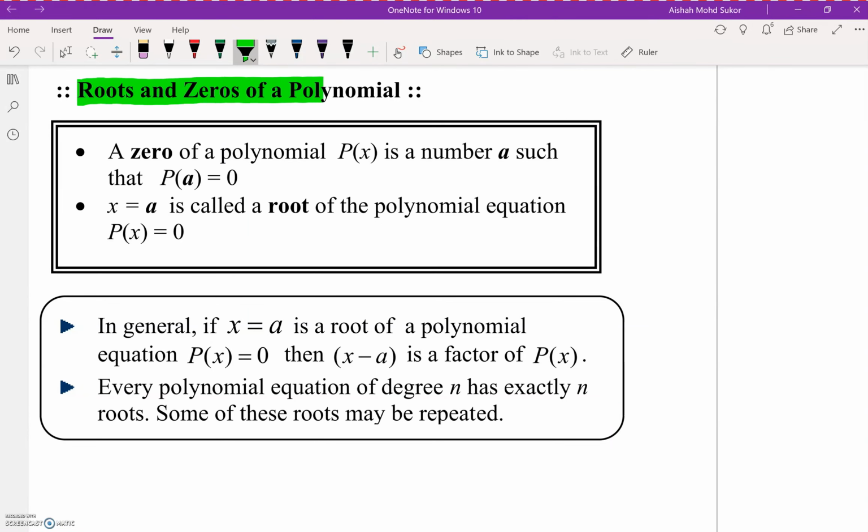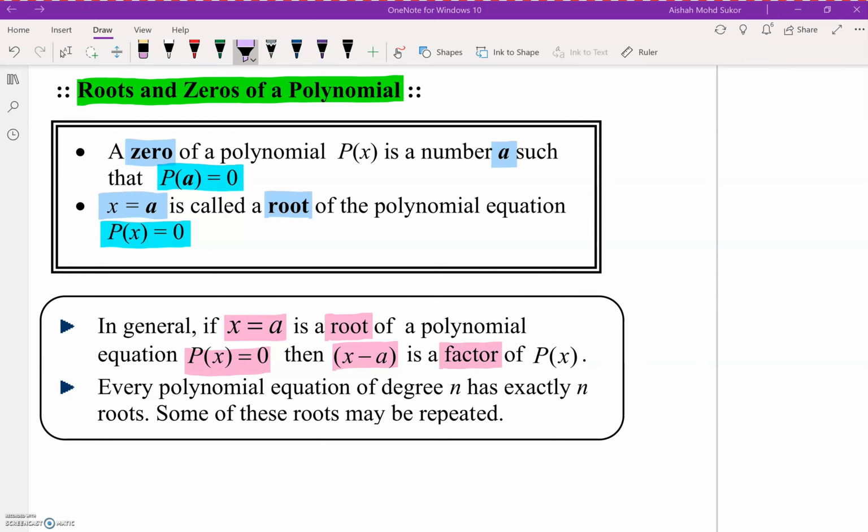Roots and zeros of polynomial. A zero of a polynomial p(x) is a number a, such that p(a) equals 0. x equals a is called a root of the polynomial equation p(x) equals 0. In general, if x equals a is a root of a polynomial p(x) equals 0, then x minus a is a factor of p(x).